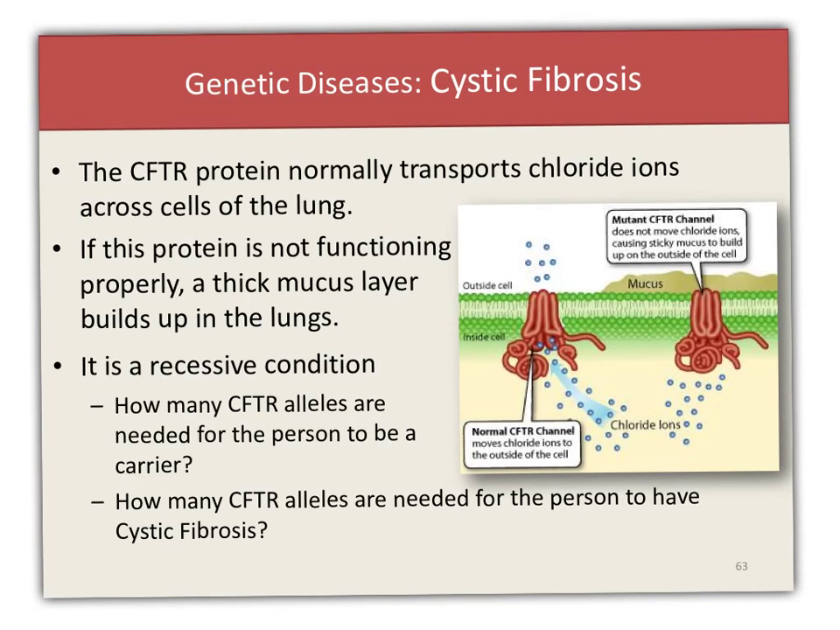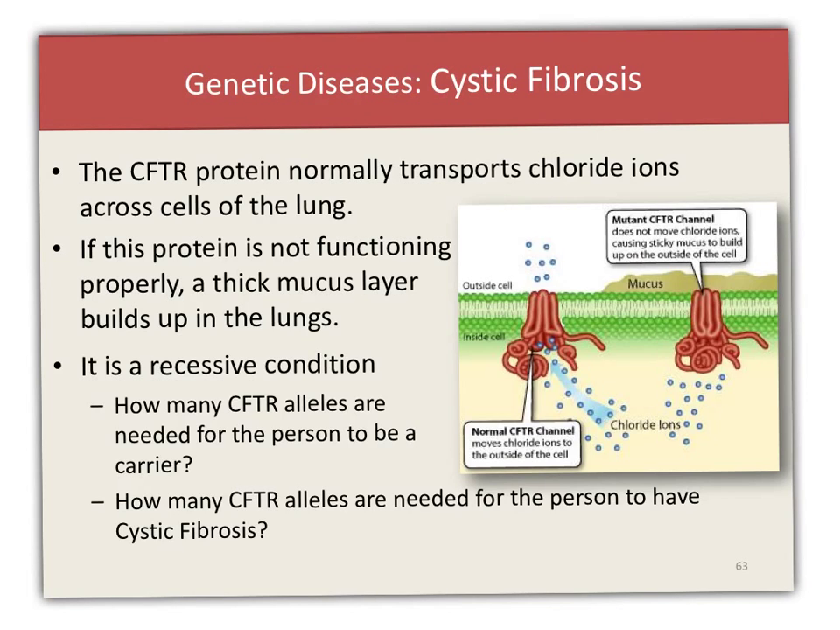So, cystic fibrosis normally transports chloride ions across the cells of the lungs. If this protein is not functioning, a thick mucus layer builds up in the lungs and also in the stomach and intestines.